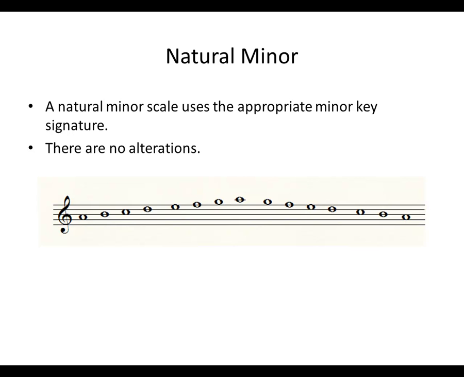We will start with the natural minor scale. A natural minor scale is simply a scale which uses the minor key signature, starts on the appropriate tonic, and there are no alterations to it. In this case, we have no sharps, no flats in the key signature, so this key signature could be C major, and it also could be A minor. And since our scale starts on the tonic A, we know that we have an A minor scale. An A minor scale sounds like this.